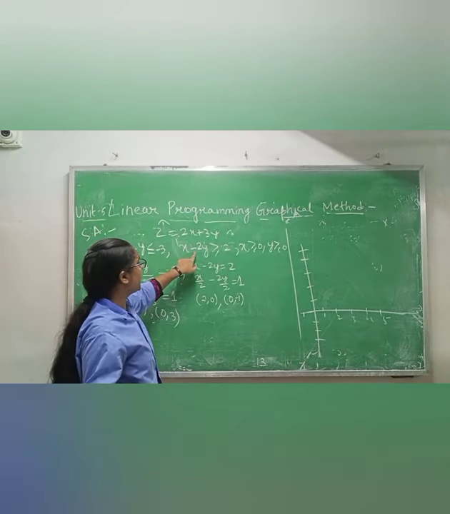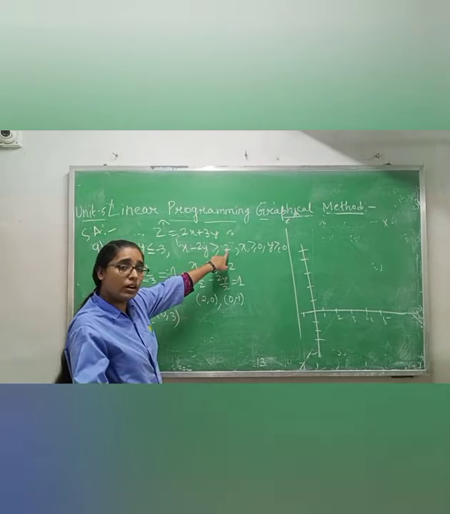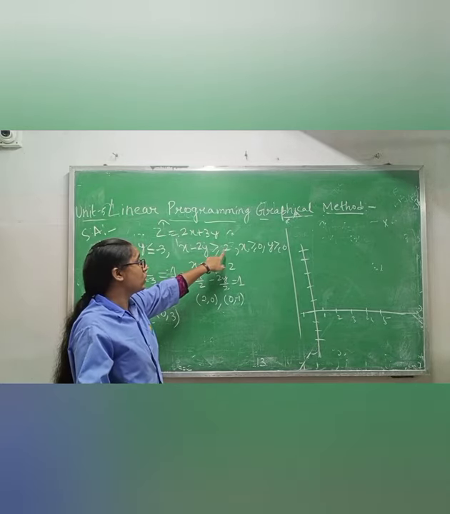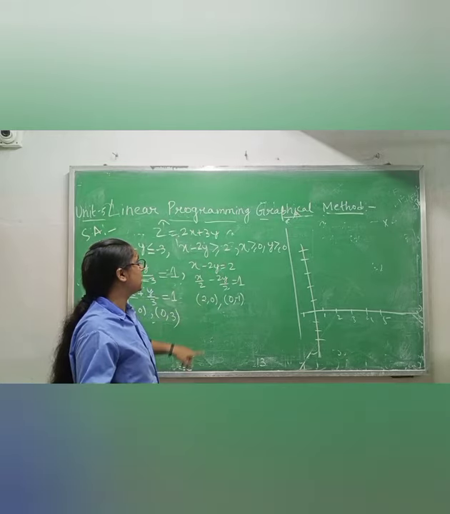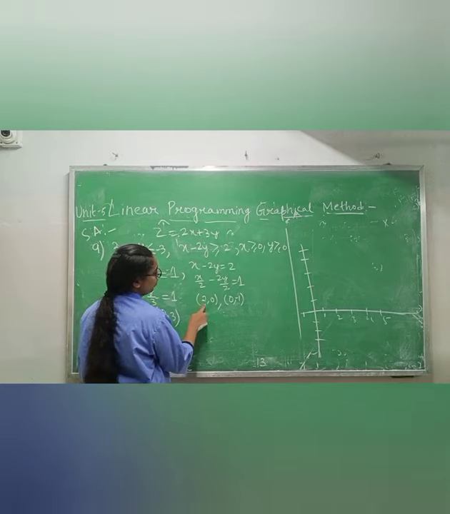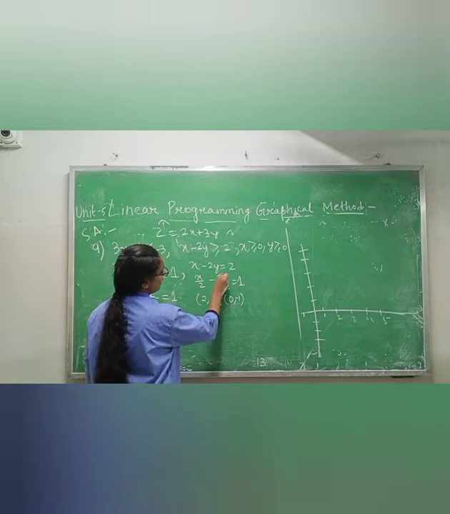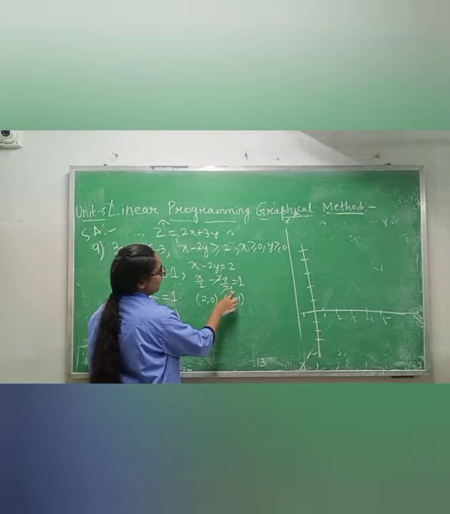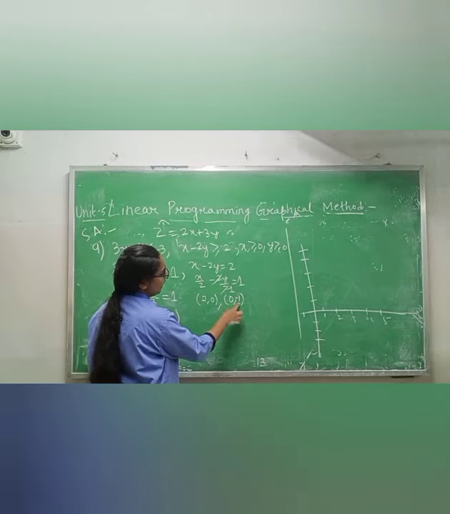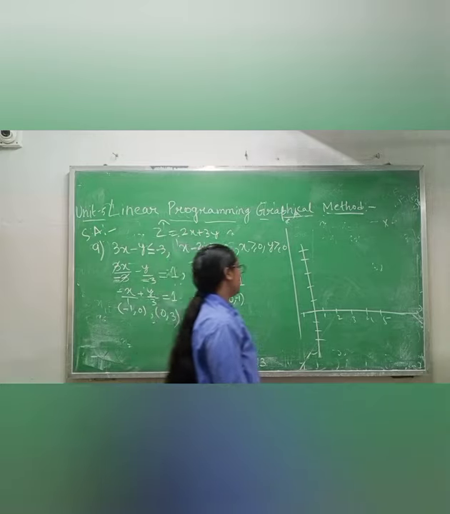Again same thing, x minus 2y is greater than or equal to 2. Again we will remove the inequality sign and give an equals sign. Then this 2 will come in the denominator. Now x value is 2, y value is 0. Now 2 ones are 2, 2 ones are 2, means 1. x value is 0 and y value is minus 1. I told you whenever we have minus 1, I have to take that in the point.